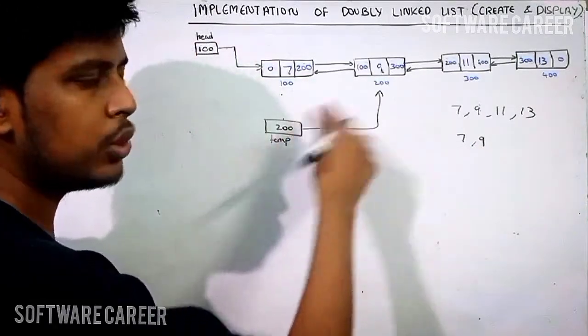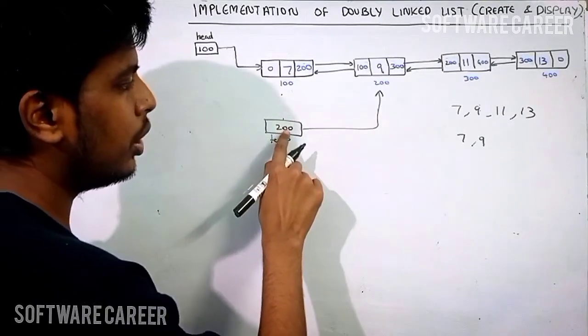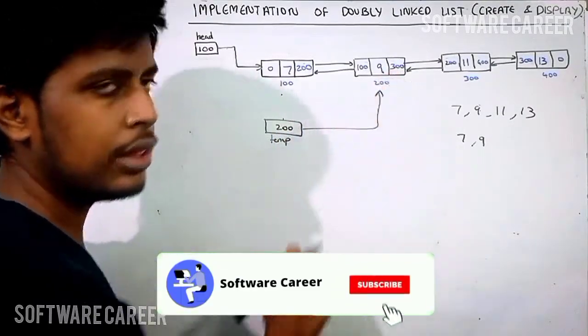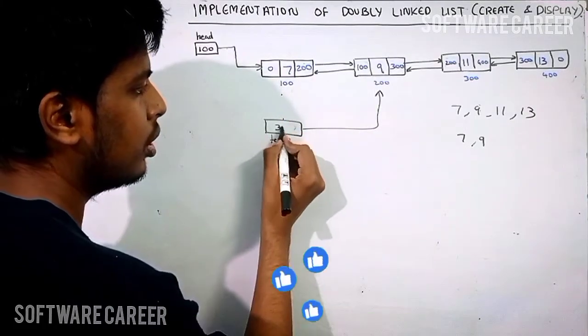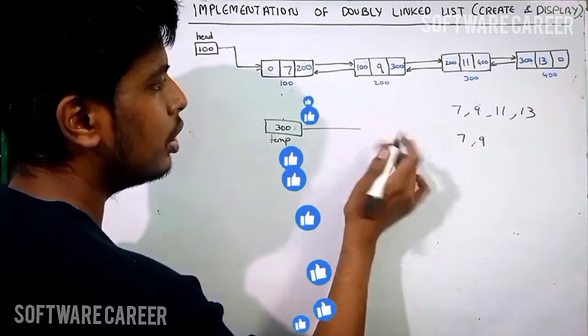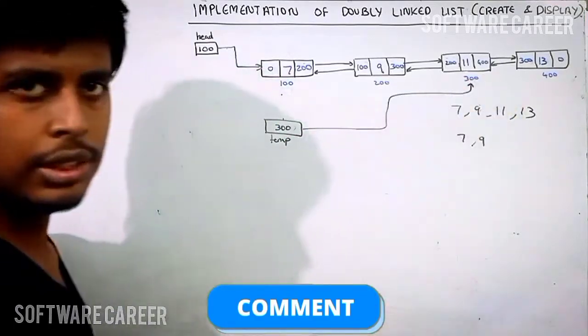Then temp pointer moves one step forward. So temp equals temp next. So 200 is temp. 200 next is 300. So I'll update this value to 300. So now this pointer is used to point to the node having address 300.